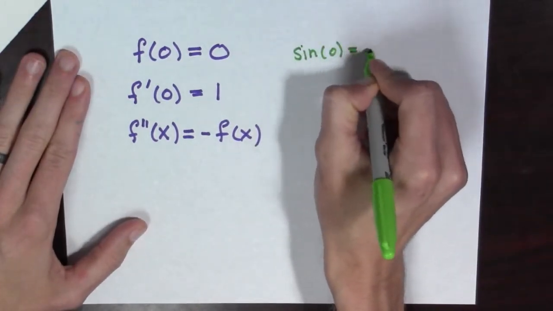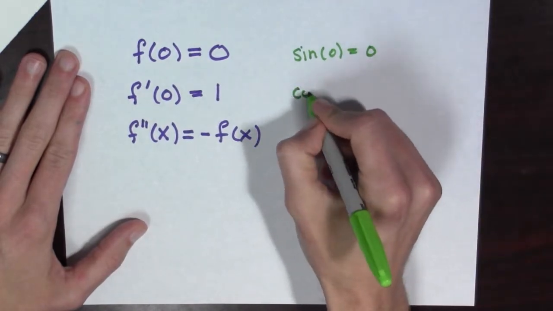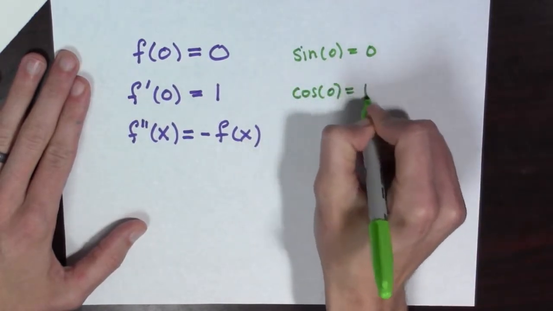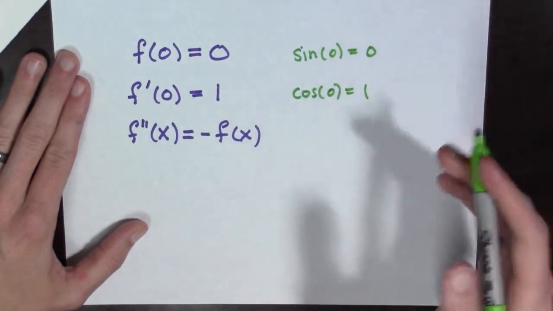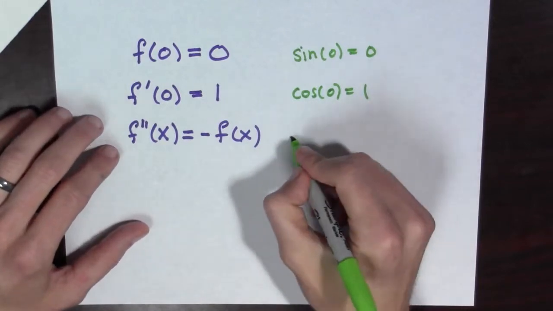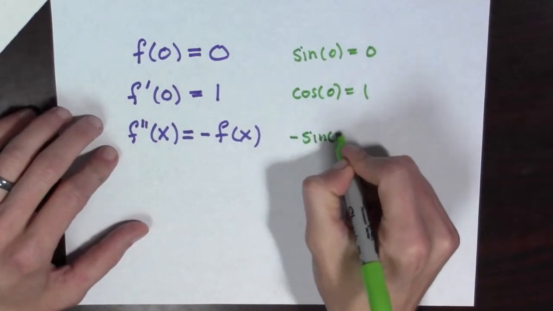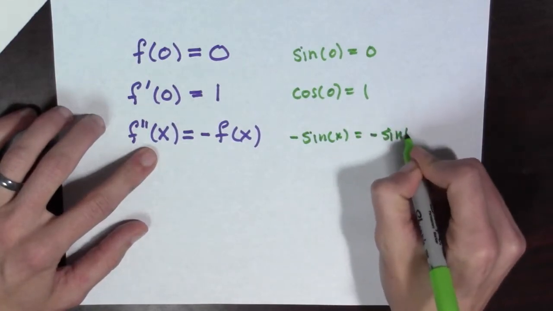Sine of 0 is equal to 0. What's the derivative of sine? It's cosine. Cosine of 0 is equal to 1. What's the second derivative of sine? Well, the derivative of sine is cosine. The derivative of cosine is negative sine of x. That's the second derivative, is equal to minus sine of x.